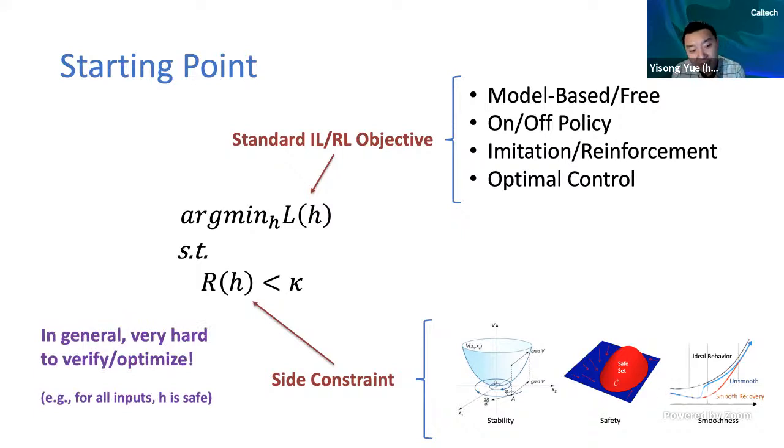Now, the problem here is that in general, this is very hard to verify or optimize because, at least in the general case, you need to show that your controller, which could be a deep neural network, is provably stable under, let's say, a Lyapunov notion of stability for all inputs to the controller. And so naively, this is just very hard to verify, let alone optimize.